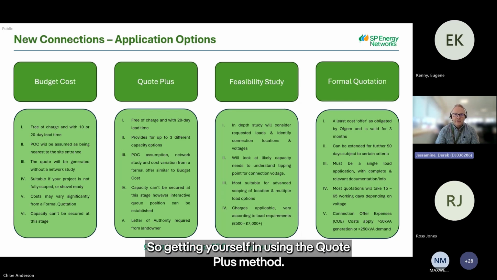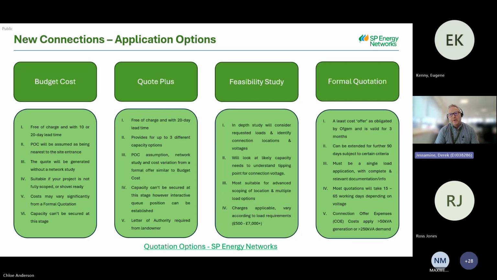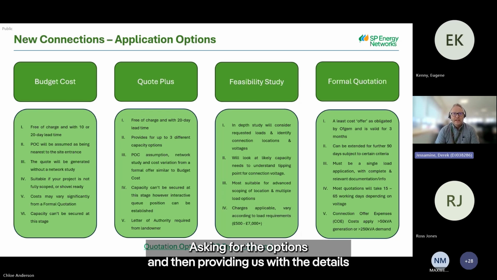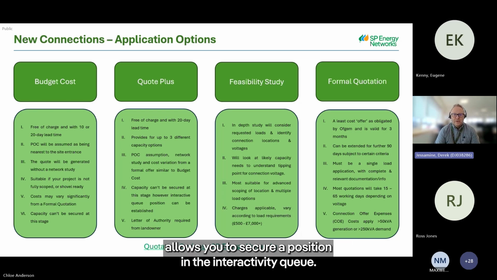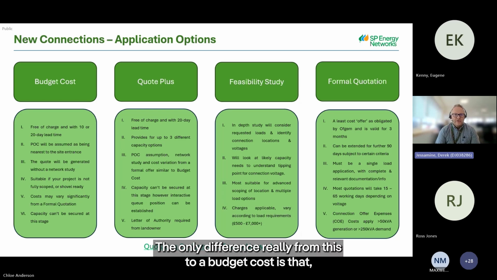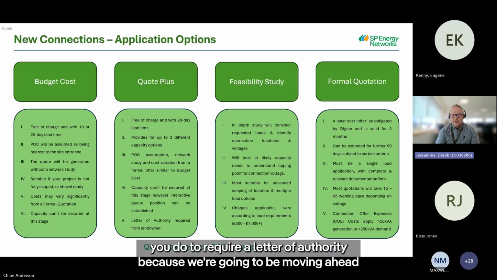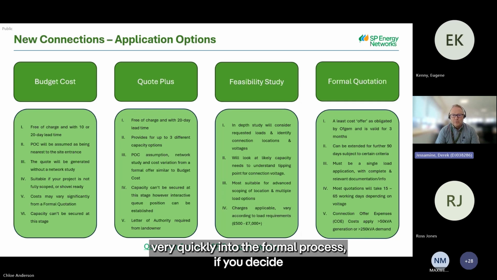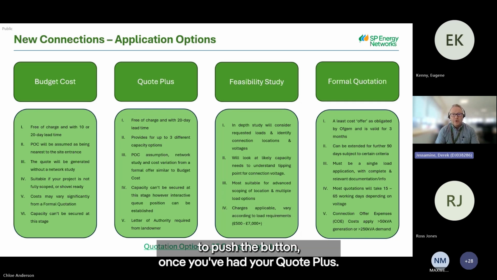So getting yourself in using the Quote Plus method, asking for the options and then providing us with the details to go ahead with a formal offer allows you to secure a position in the interactivity queue. So there's some benefits in there. The only difference really from this to a budget cost is that you do require a letter of authority, because we're going to be moving ahead very quickly into the formal process if you decide to push the button once you've had your Quote Plus.